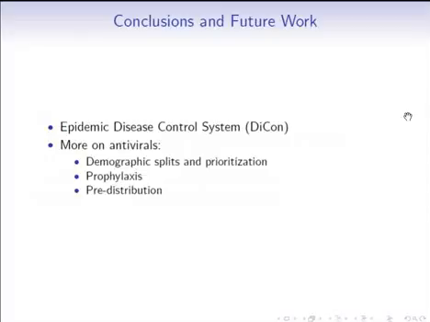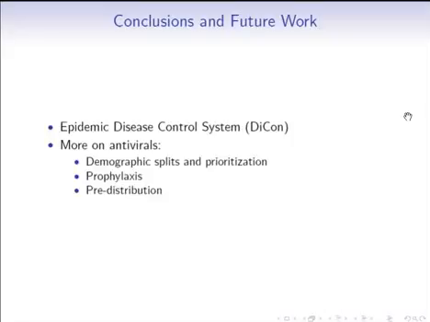So this brings me to the conclusions and future work. First, we've built the basic optimization architecture in this project into the epidemic disease control system, which we call DICON. You can find out more about DICON from another talk on my website or from a recent paper we've released. We're also doing more studies on antiviral releases.